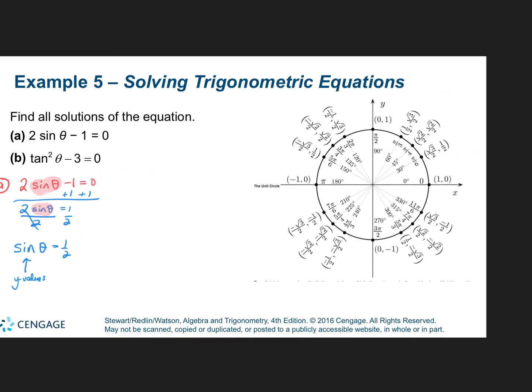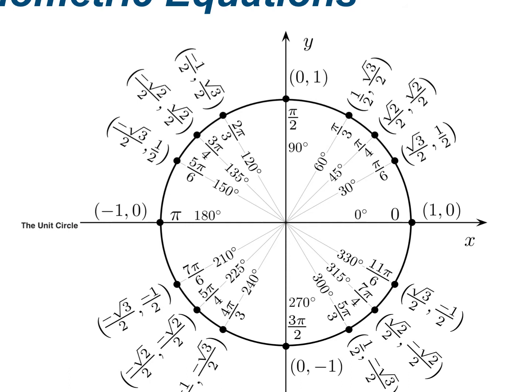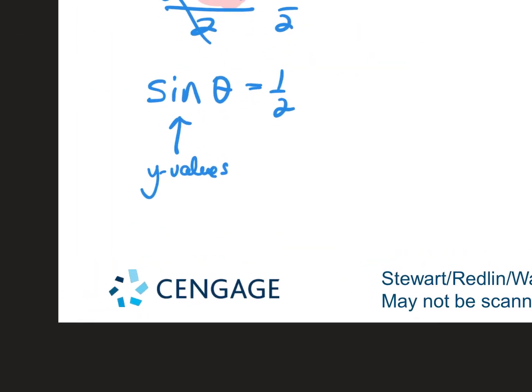Go over to your unit circle. Where are the Y values? Positive 1/2. Positive 1/2. Y values. Pi over 6 and 5 pi over 6. Perfect. There's your answers. Pi over 6 and 5 pi over 6.